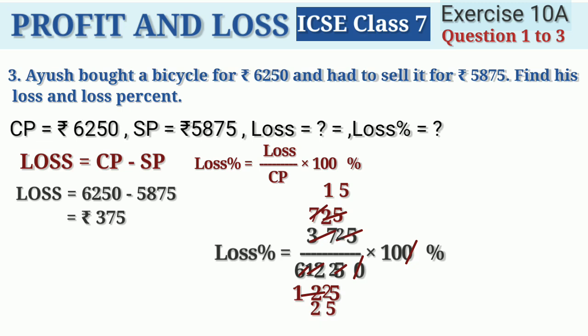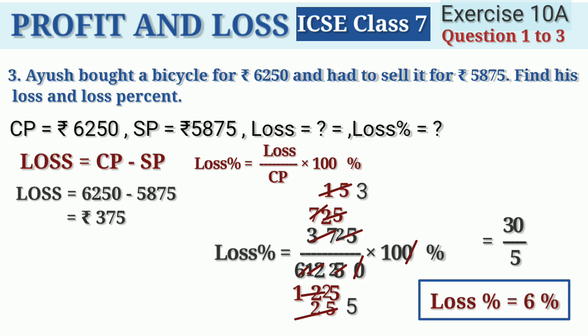Now 15 and 25 can again be cancelled using 5's table. 3 5s are 15 and 5 5s are 25. Now in numerator we have 3 into 10, 30, upon denominator is 5. So 6 5s are 30, we will cancel it and we get the answer 6. So loss percent is 6%.